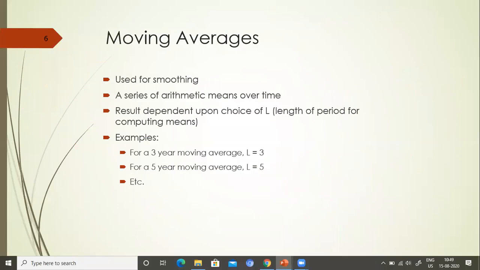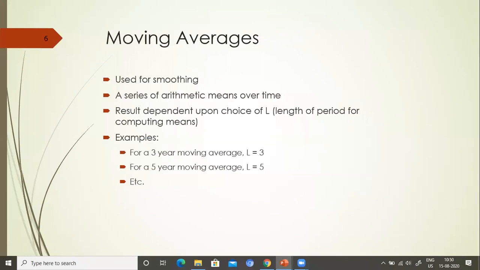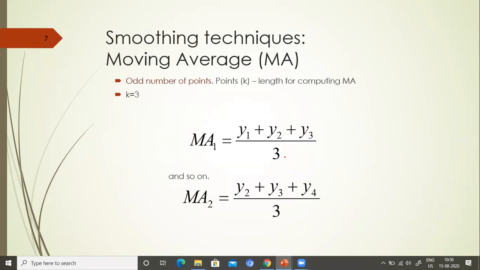Okay, so let's see what we mean by this. What is the use of moving average? It is used as a smoothing technique. It's a series of arithmetic means over time. The result is dependent upon the choice of L, the length of the period for computing means. I'm taking the example of an annual time series. If it's yearly data and you're calculating a 3-year moving average, then L equals 3. If it's monthly data and you want to consider the last 3 months, the length is also 3, but it's months, not years. Similarly, 5 years would make L equal to 5, and so on.